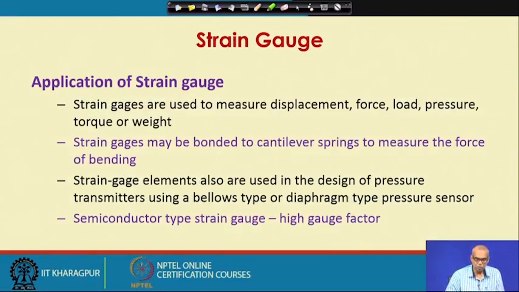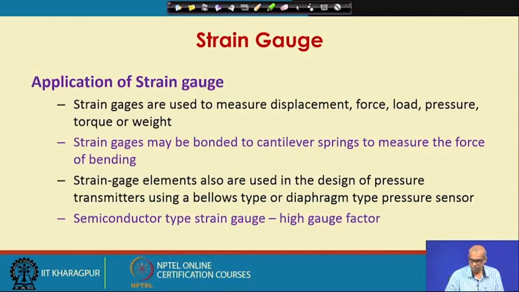Here are some applications of strain gauges. Strain gauges are used to measure displacement, force, load, pressure, torque or weight. Strain gauges may be bonded to cantilever springs to measure the force of bending. Strain gauge elements also are used in the design of pressure transmitters using a bellows type or diaphragm type pressure sensors. We will learn more about bellows type and diaphragm type pressure sensors when we talk about pressure measuring instruments.